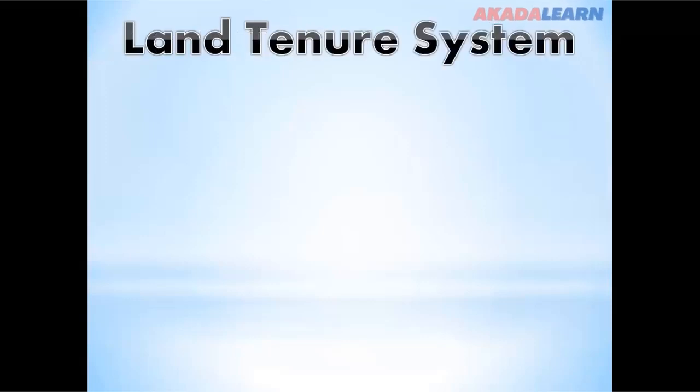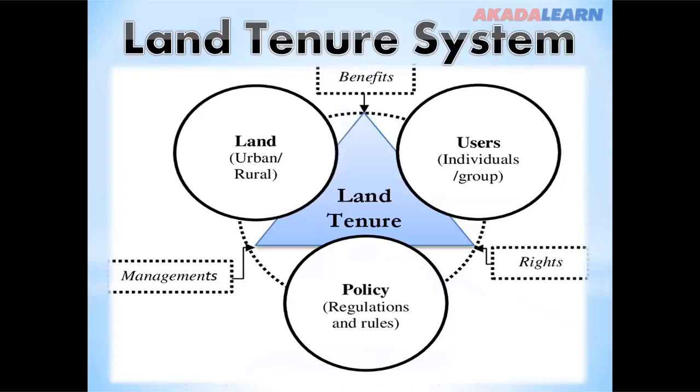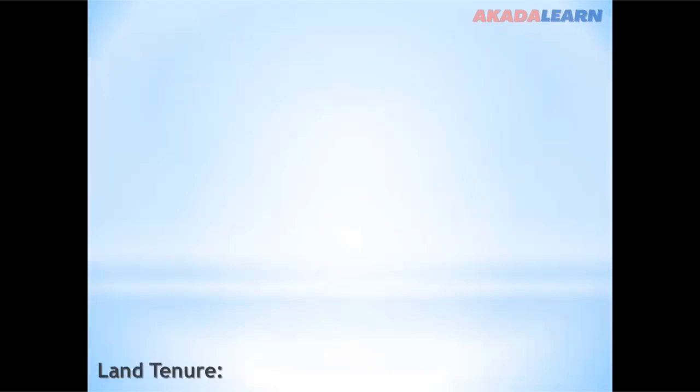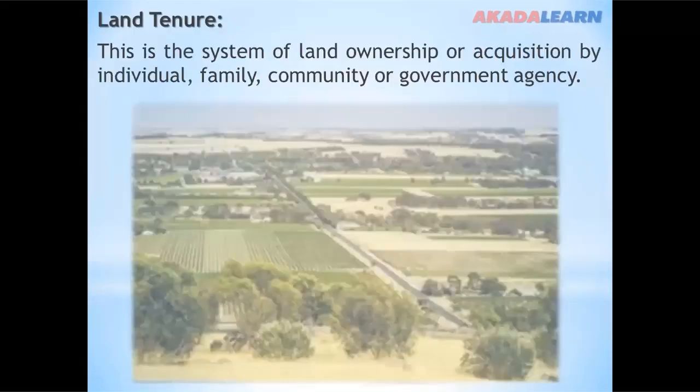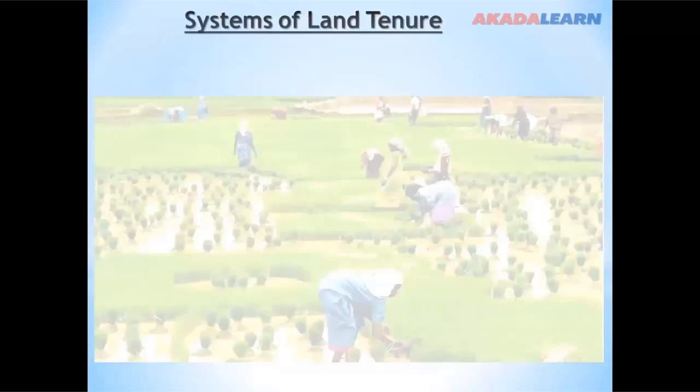Land tenure system. What is land tenure? Land tenure is a system of land ownership or acquisition by an individual, family, community, or government agency. Systems of land tenure.